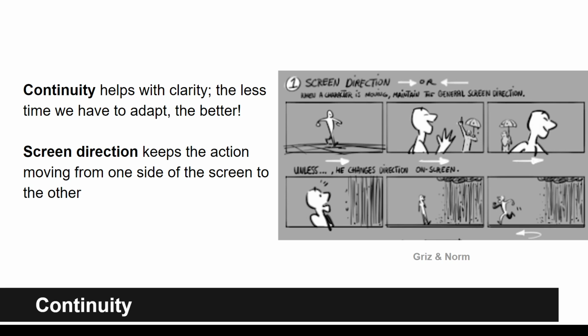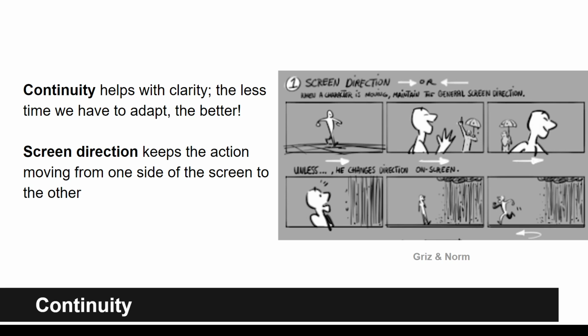So continuity is the idea that between shots, you're not changing things so dramatically that you're going to confuse the audience. You can do a lot of different tricks to get around this, which we'll talk about. But the main idea is you just don't want it to be so drastic that people are completely confused if you're trying to shoot the same sequence.